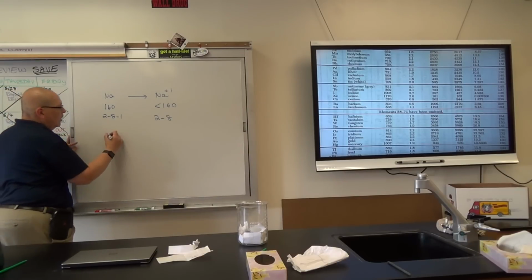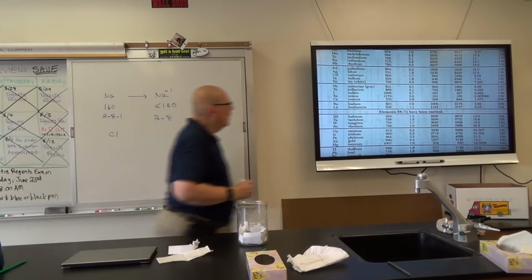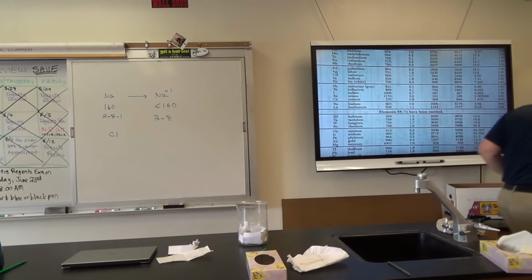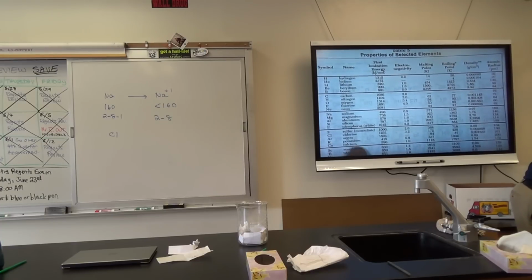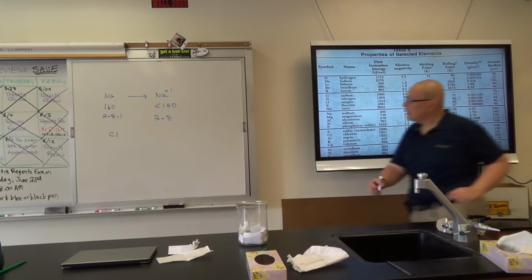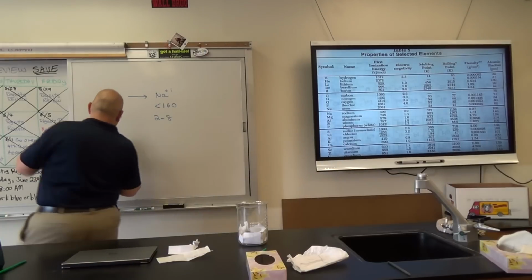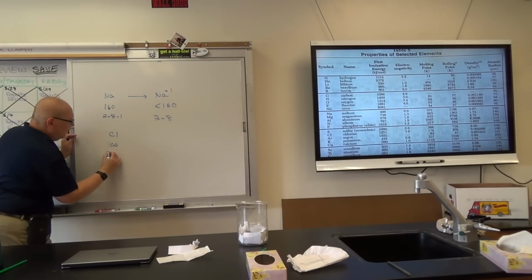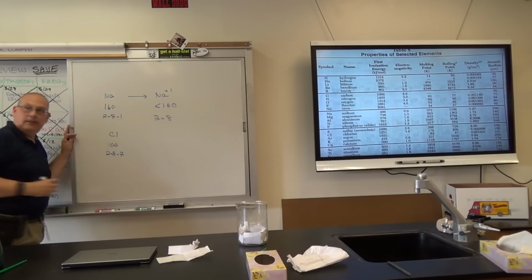On the other hand, chlorine had a radius of 100. It has a configuration of 2-8-7.